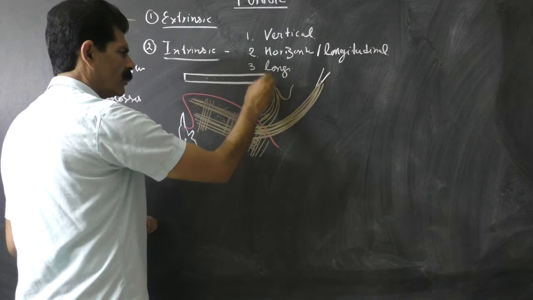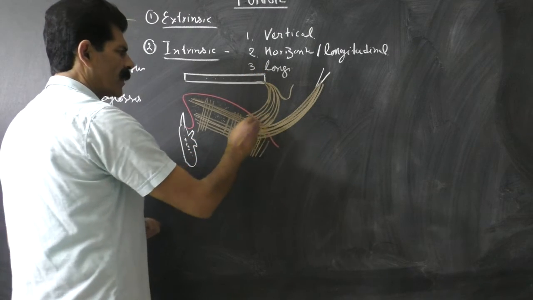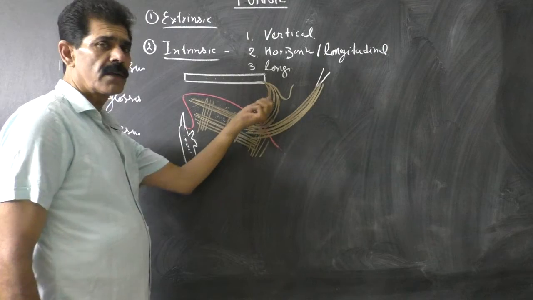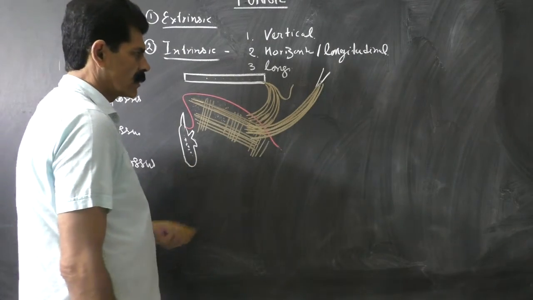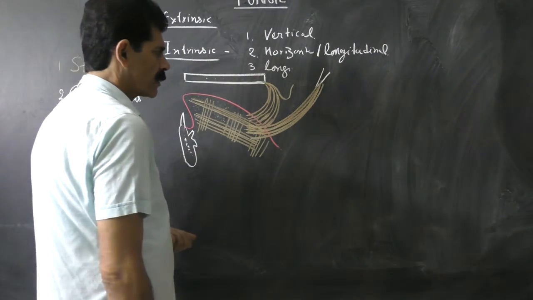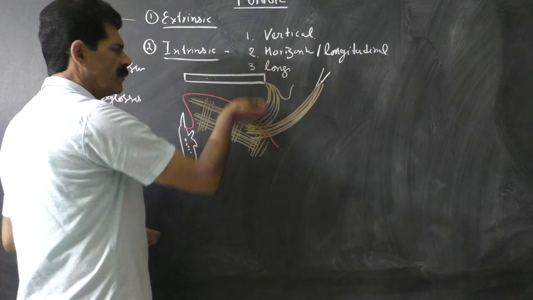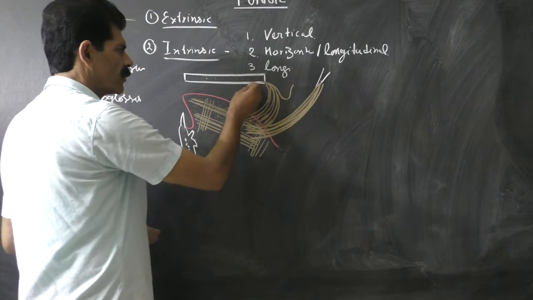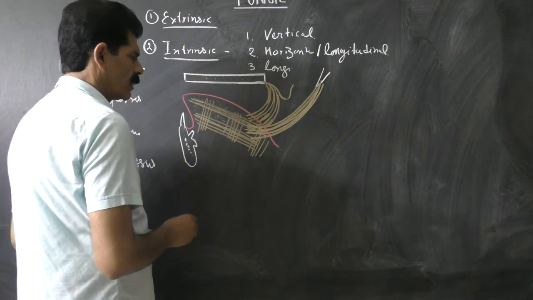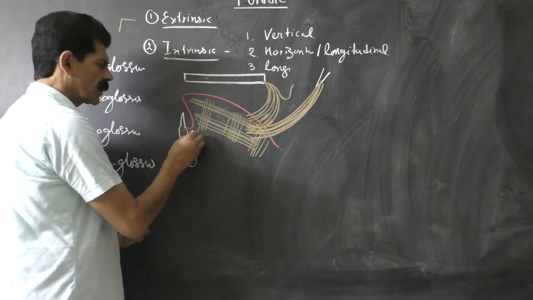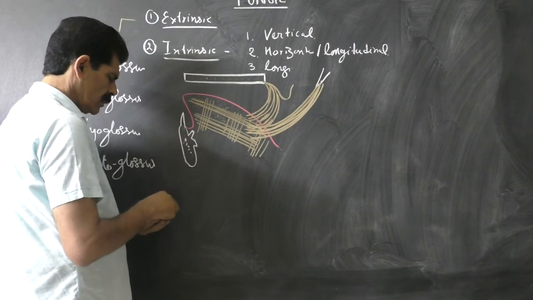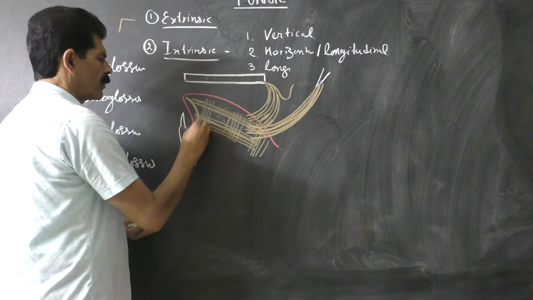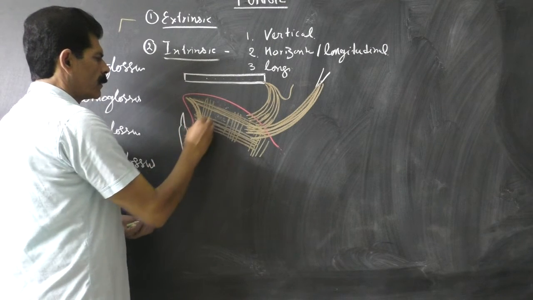So this is the palatoglossus. This palatoglossus also forms the palatoglossal fold in front of the tonsil. Contraction of this muscle elevates the tongue, which approximates with the hard palate. Then the genioglossus muscle takes origin from the superior genial tubercle and is inserted near the tip of the tongue.